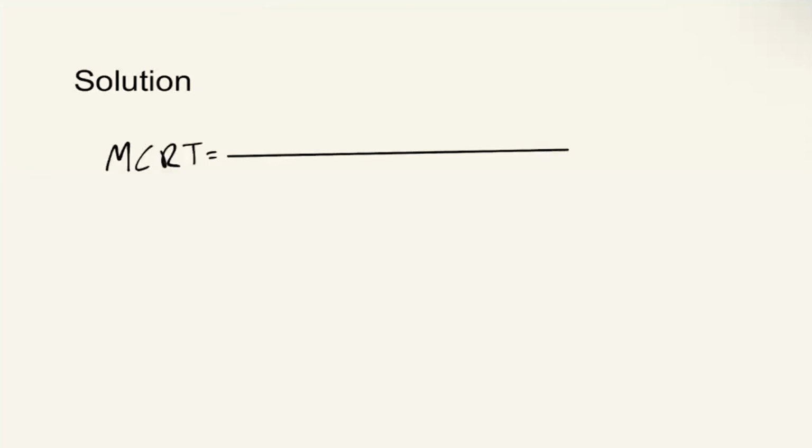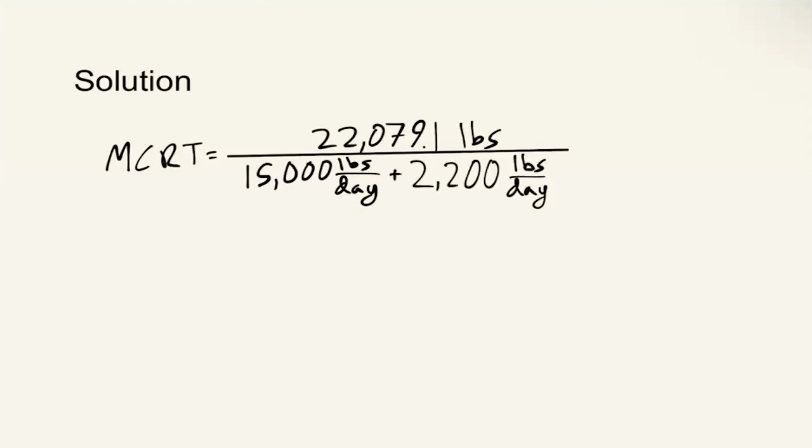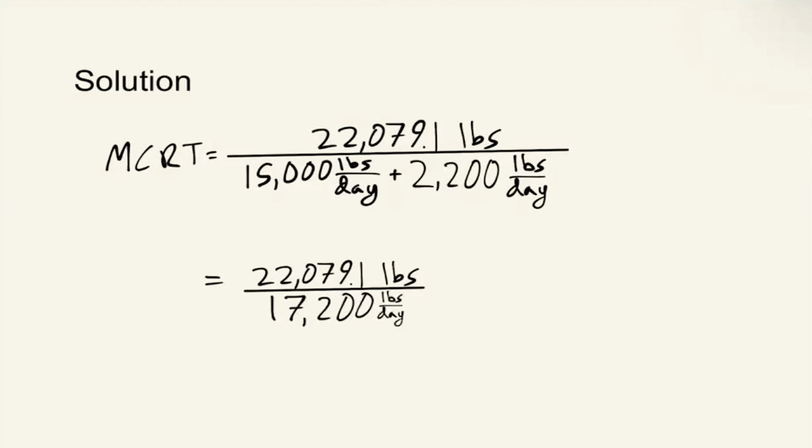Now we can start plugging these terms into our solution. So first we have the 22,079.1 pounds that we just calculated from the volume of the aerator and the clarifier multiplied by the MLSS of both. We're going to go ahead and plug in the 15,000 pounds a day that are being wasted, which is added to the 2,200 pounds a day of effluent TSS that is loaded into the receiving waters. And we'll go ahead and keep our 22,079.1 pounds in the numerator, but we'll add our bottom terms in the denominator, which equals 17,200 pounds a day.